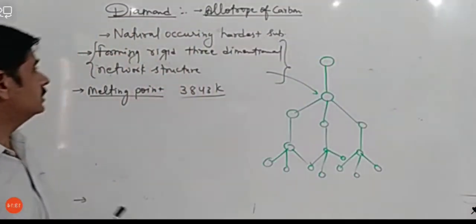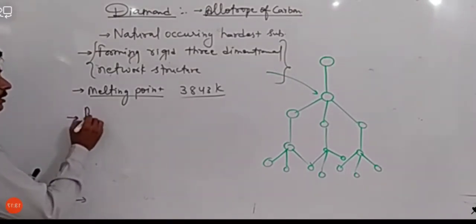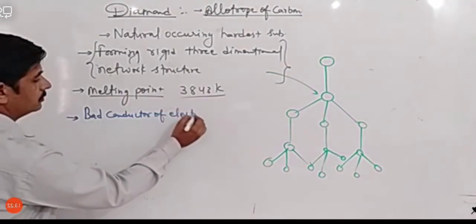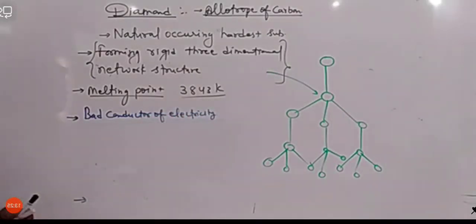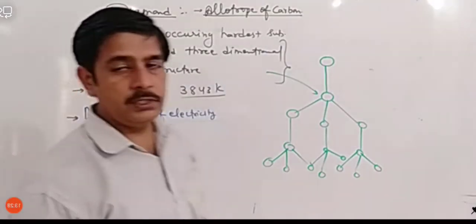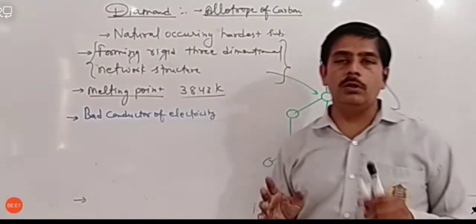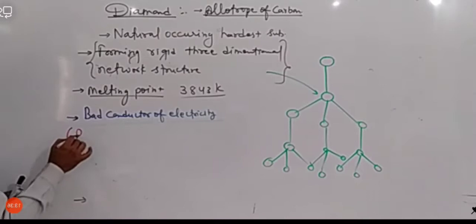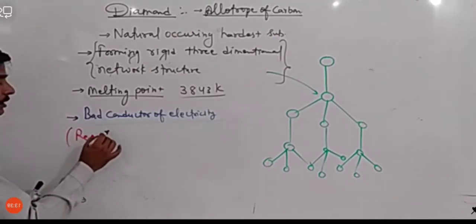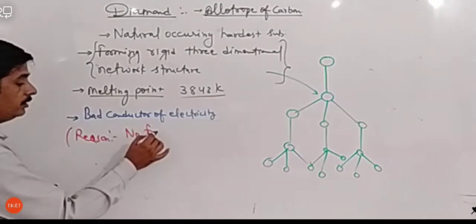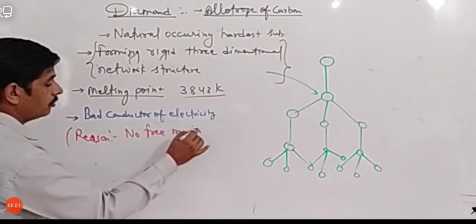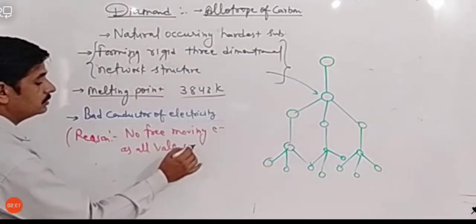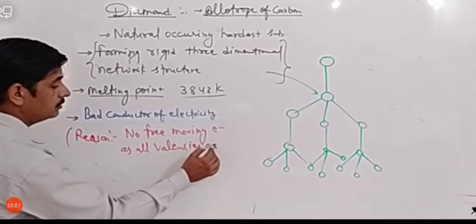And the next thing which we discussed was that it is bad conductor of electricity. And the reason which we can give is because there is no free electron. All the valencies of carbon are occupied. So now here we can write the reason. The reason is no free moving electron, as all valencies are occupied.